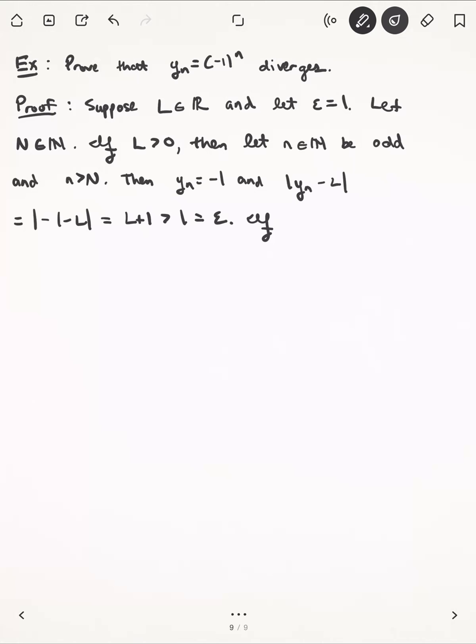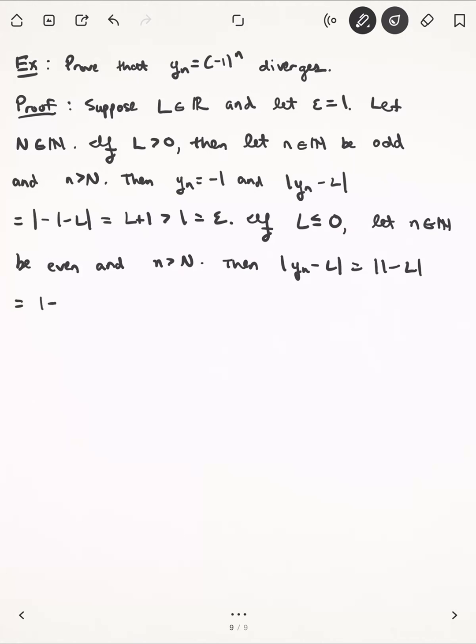If L is less than or equal to 0, let the natural number little n be even and bigger than that capital N. Then the absolute value of y_n minus L is going to be equal to the absolute value of 1 minus L. Because in this case we're taking n to be even, and so the even terms of the sequence, as we discussed before, are just 1, which is going to be 1 minus L, which is bigger than or equal to 1, which equals epsilon.